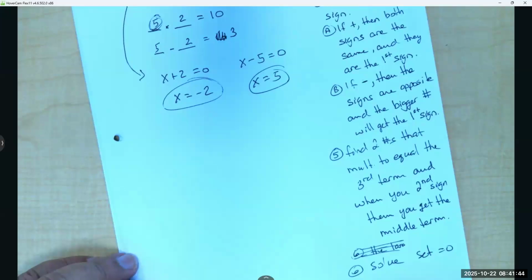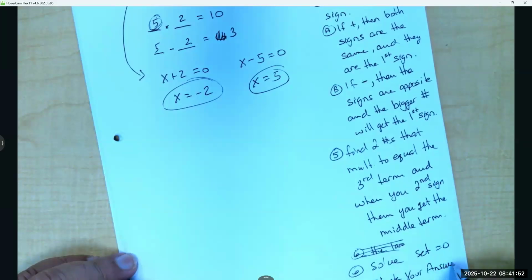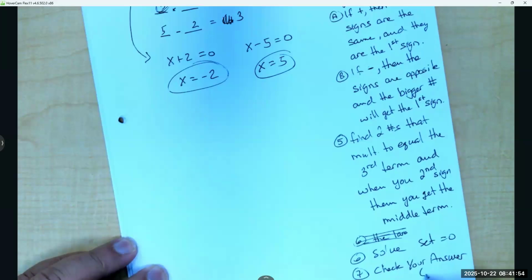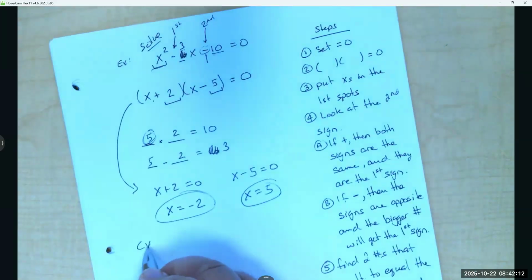Step 7 is check your answer. CYA. Always check your answer. Because we're going to be looking at some of these examples where only one of them will work. The other one won't. So how do you check your answer?